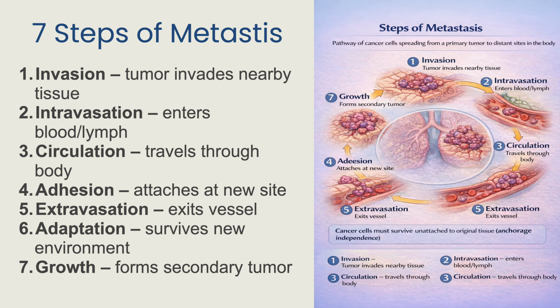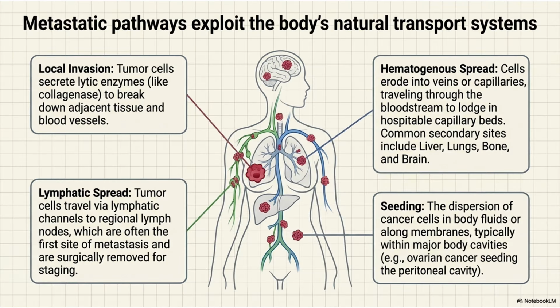So the 7 steps are invasion, where the tumor invades the nearby tissue; intravasation, where it enters the blood or lymph; circulation, where it travels through the body; adhesion, where it attaches to the new site; extravasation, where it exits the vessel; adaptation, where it survives in the new environment; and finally growth, where it forms a secondary tumor. Cancer cells, as you can see, are extremely smart. They create their own blood supply and they know how to grow.